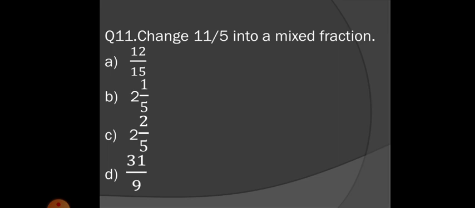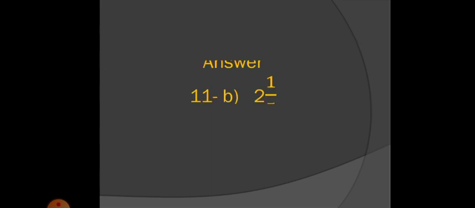Question number 11. Change 11 upon 5 into a mixed fraction. Options are A 12 upon 15, B 2 whole 1 upon 5, C 2 whole 2 upon 5, D 31 upon 9. Now let's see what the answer of this question is. The answer is 2 whole 1 upon 5.